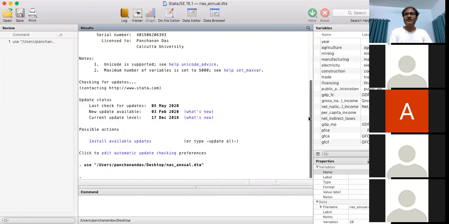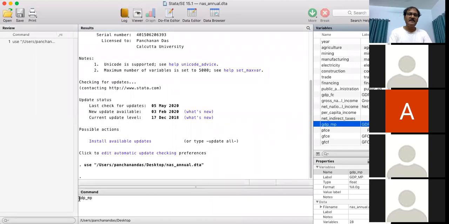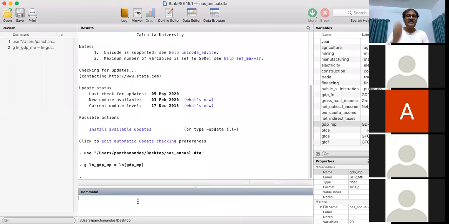So first of all, as you know, before starting, you have to open the log file. So please open the log file and generate GDP market price as a new variable in log form. So gen ln_GDP_MP is equal to ln of GDP_MP. So we are generating a new variable, log of national income, log of GDP at market price.